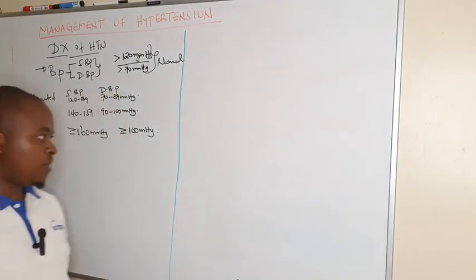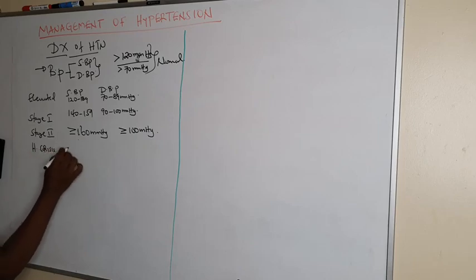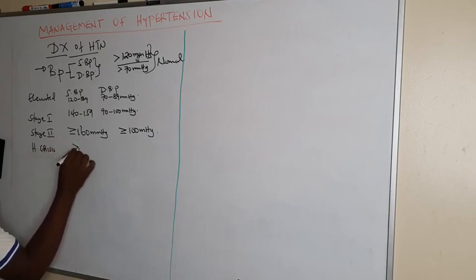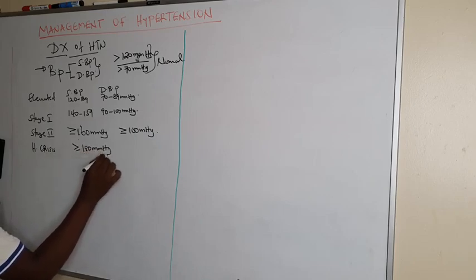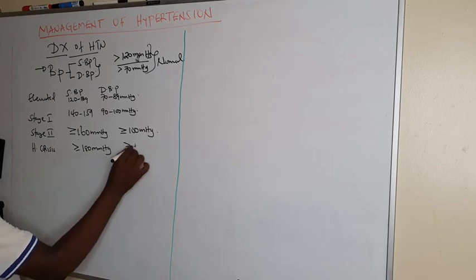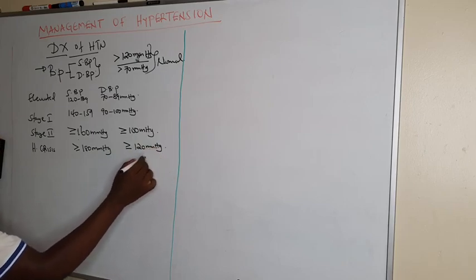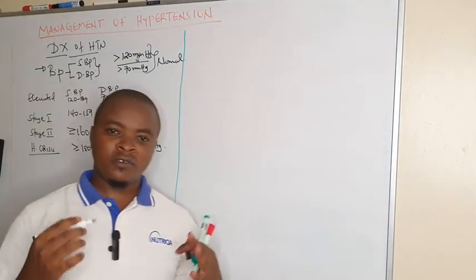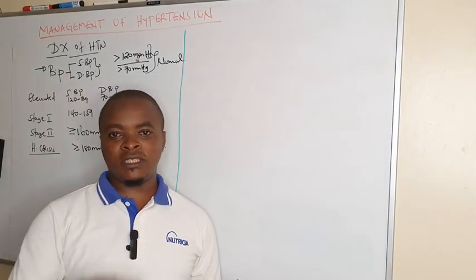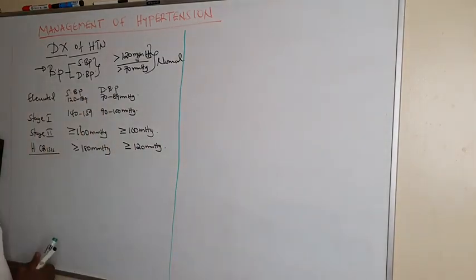that one is said to be having stage 2 hypertension. Then hypertensive crisis is whereby someone has blood pressure greater than or equal to 180 millimeters of mercury systolic, then diastolic greater or equal to 120 millimeters of mercury. So this one has what we call hypertensive crisis, which we shall see in detail in the coming video, how we categorize them into different levels.